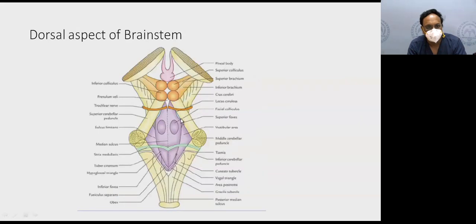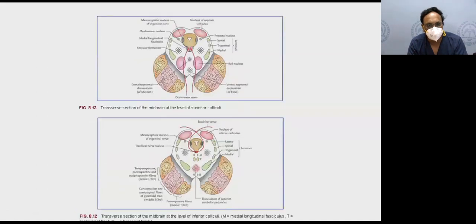So this is the dorsal aspect of the brainstem. Here you can notice the trochlear nerve, which is coming from the dorsal side. All the cranial nerves come from the ventral side; the trochlear nerve comes from the dorsal side. And this is a cross section, just to know where the nerves are located and where the tracts are located.